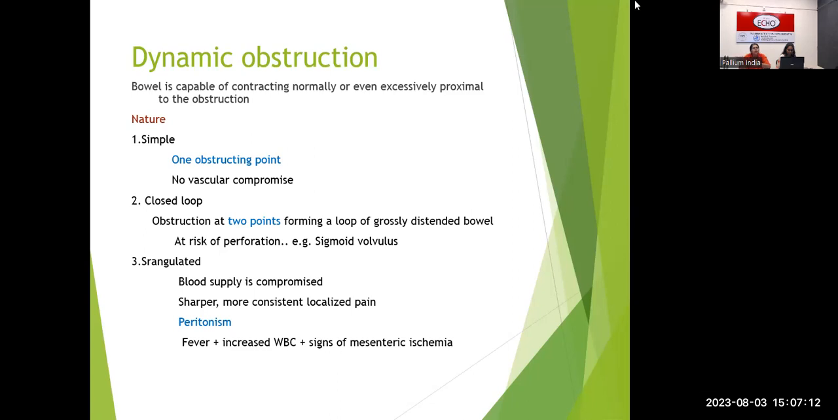Sometimes you see the patient at home care, and from that visit, when you're seeing the patient itself, you should be able to pick out what it could be. In dynamic obstruction, it can be simple, closed loop, or strangulated. In simple, there is only obstruction at one point. In closed loop, the loop is complete. There is obstruction at 2 points, and the risk of perforation is very high in case of closed loop. In strangulated, the blood supply is totally cut down, and there can be sharp pain. There can be associated fever, increased WBC count, and other signs of mesenteric ischemia can be present here.